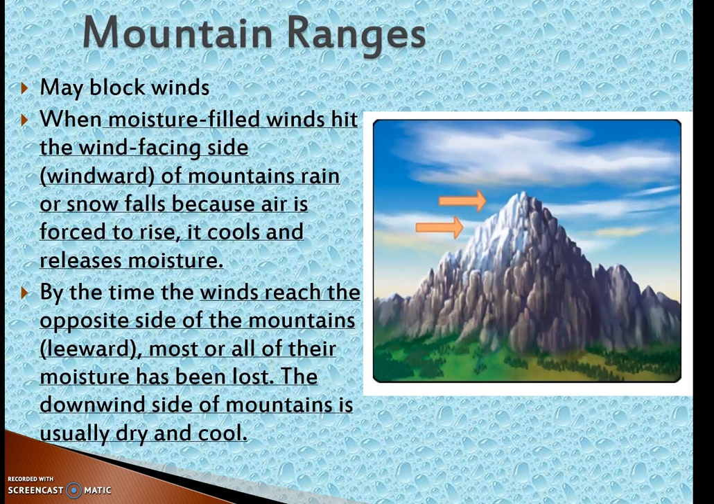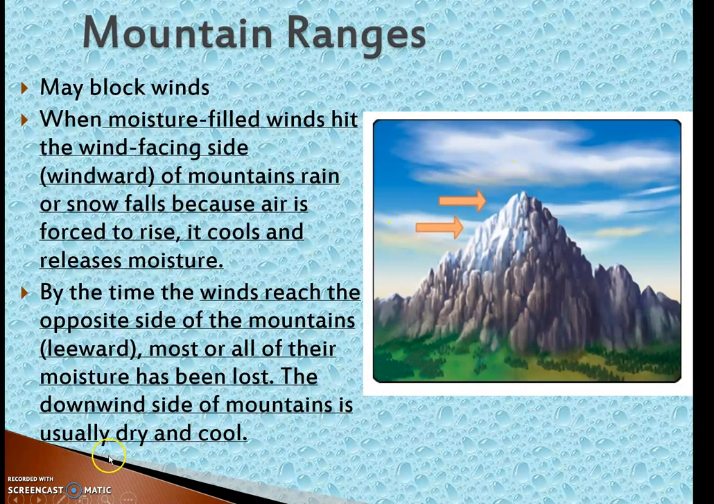And finally, we have geographic features such as mountain ranges. One of the biggest things that a mountain range does is it blocks the wind. A great example of this is in California. As moisture-filled air hits the mountains on the wind-facing side, which is called windward, there's a lot of rain and snow on that side because the air is forced to rise, cool, and release its moisture.